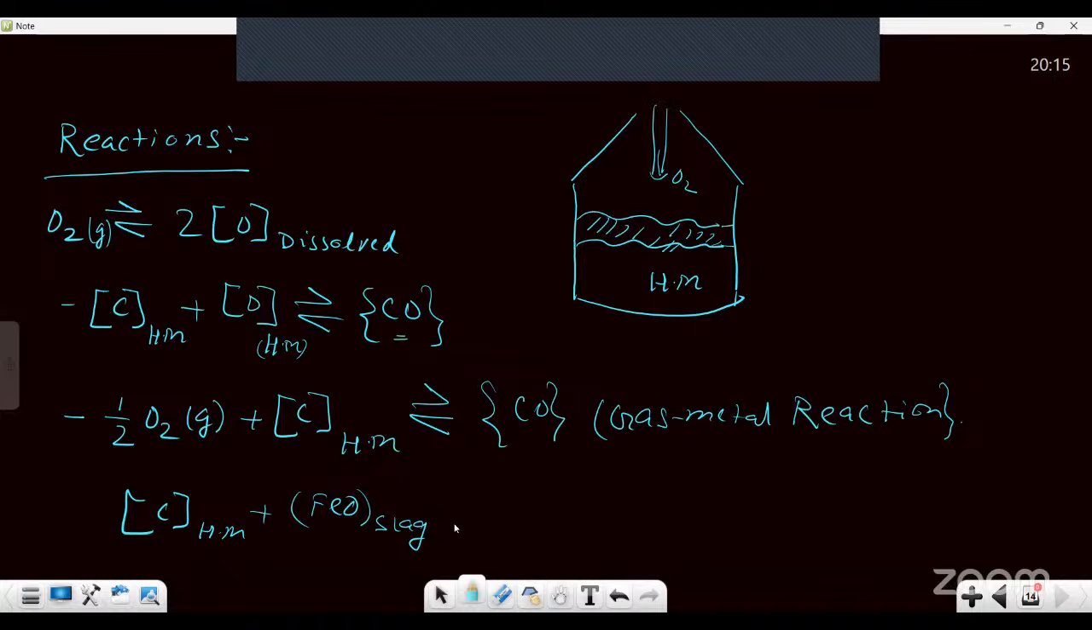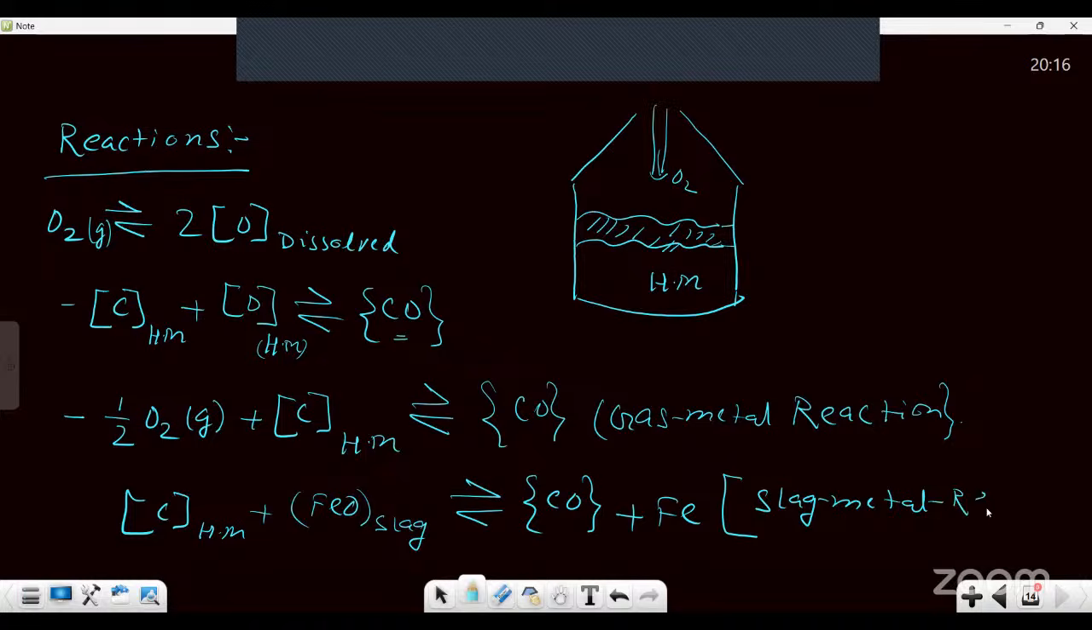At times, this is called metal loss. Why do we call it metal loss? Because ultimately you are losing the iron. Okay, this is important. But when a lot of iron goes from the hot metal into the slag, that is not something which is good. So we will see that. So carbon from the hot metal can react with the FeO in the slag, and it can basically give us CO, that is the carbon monoxide, plus Fe. So this is basically slag metal reaction. This is slag metal reaction.